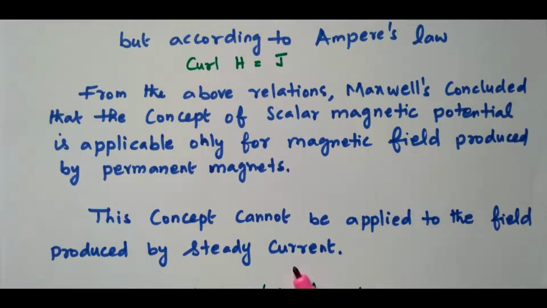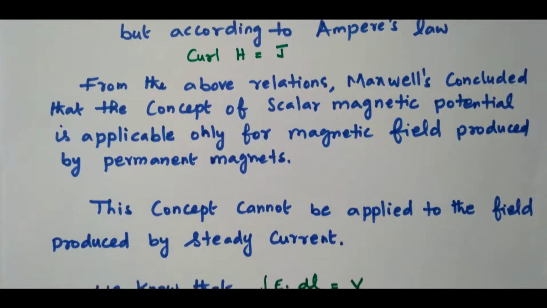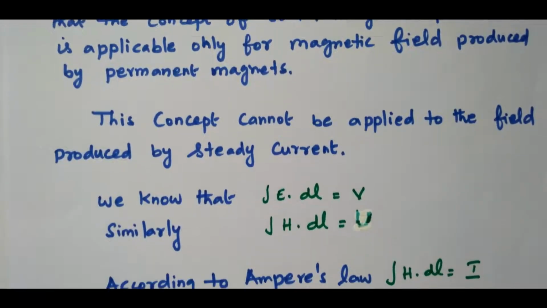It can be applied for a permanent magnet, but it cannot be applied for an electromagnet produced by steady current. So from that, what can we conclude?